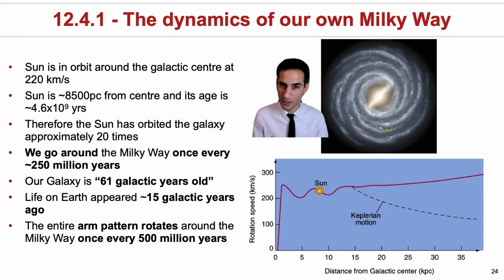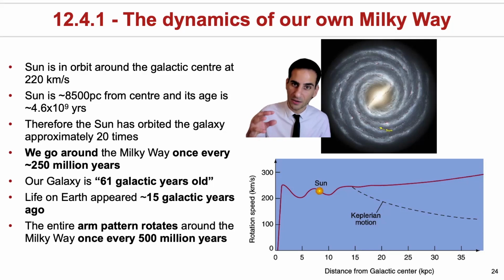The galaxy itself, we expect that the oldest stars actually went around it something like 61 times. So we could say that our galaxy is about 61 years old. And for context, life on Earth appeared about 15 galactic years ago. It means life has existed on Earth while Earth went around 15 full rotations of our galaxy.